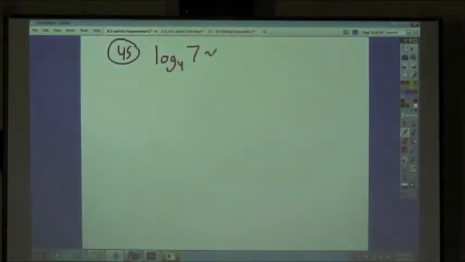And so the answer to this is going to be 4 to what power is 7? Well, 4 to the first power is 4. 4 to the second power is 16.